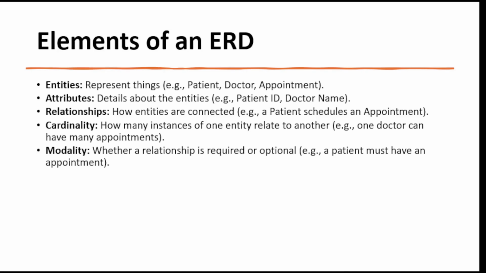Inside the entity relationship diagrams, let's look at the key elements of an ERD again. We can speak about entities. These are the things we are storing data about, like patient, doctor, or appointment. Let's speak about the second element of the ERD. It's the attributes. These are the details about each entity. For example, a patient might have attributes like patient ID, name, and phone number.